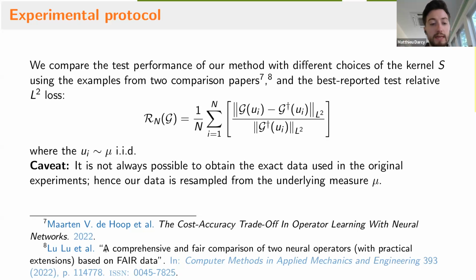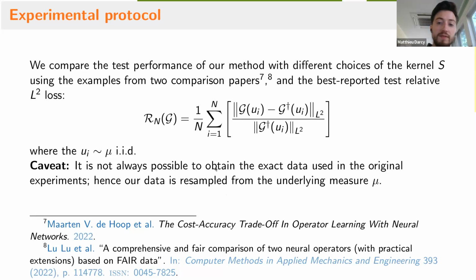And the second paper we looked at is a comparison between FNO and DeepONet. The authors of both of these papers have put their data on open access, so you can get it on GitHub. We simply used their data to make sure that we were comparing really apples to apples with what they were doing. And we compared the best results they reported in these two papers against our method.